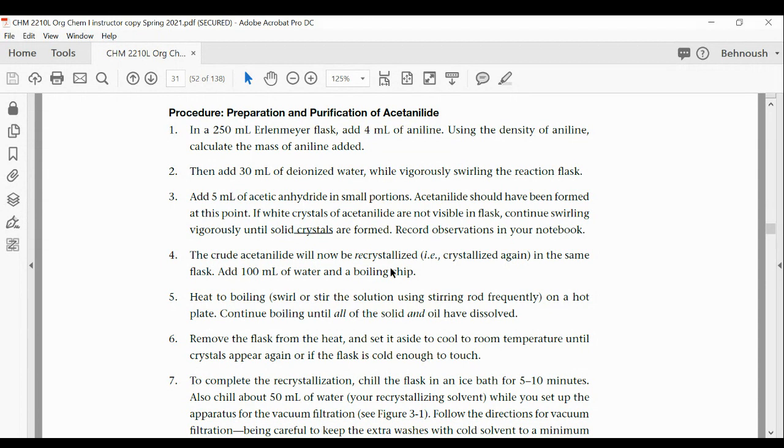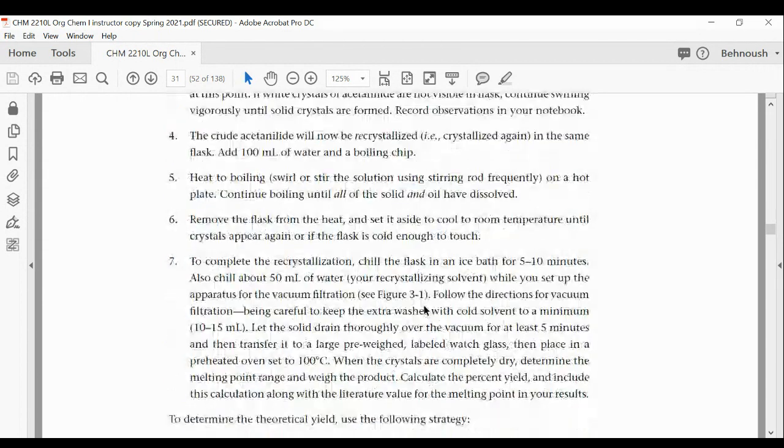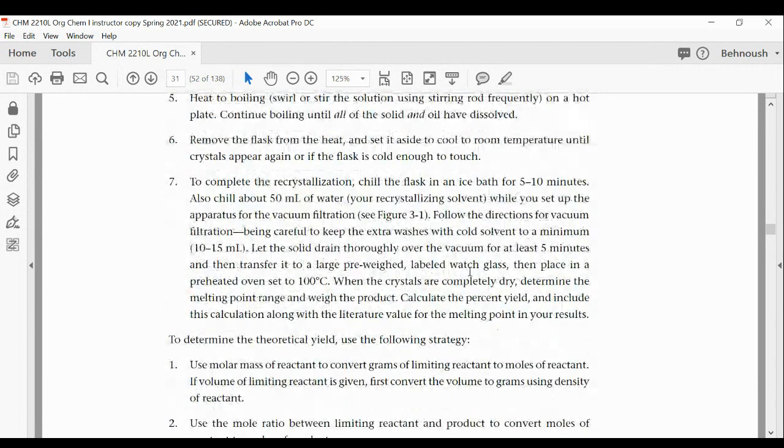Okay, so you are doing the recrystallization of the product. Adding water as the crystallization solvent here. You are going to heat up to boiling on a hot plate using boiling chips and all that. Then you are going to remove the flask and put it on the side to cool to room temperature. When the crystals appear, then you place it in ice to complete the crystallization. So you're going to follow the procedure.